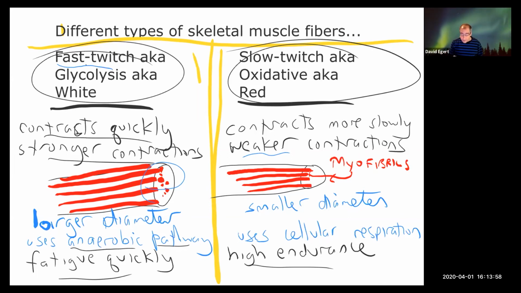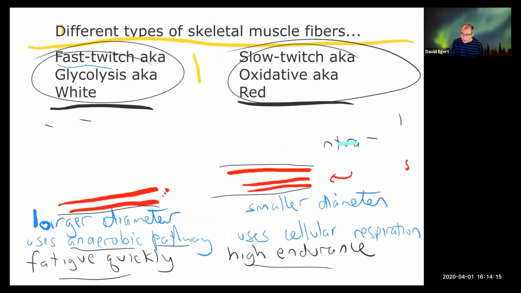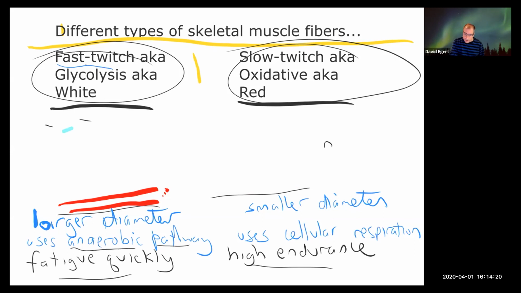I'm going to erase this to add a few more things here just because I'm running out of space. So if I am using aerobic pathways in my slow twitch, what kind of organelles am I going to need to have to make that happen?